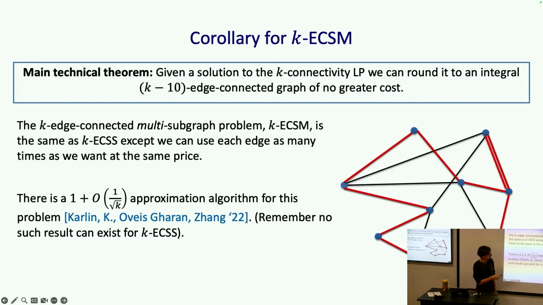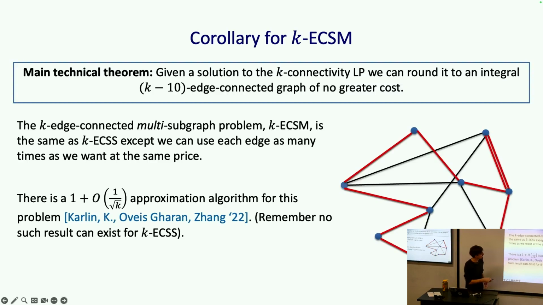So for a long time, the best known approximation algorithm for KECSM for any k was a 3/2 approximation. But in 2022, with Karlin, Klein, Oveis Gharan and Zhang, we got a 1 plus O(1 over square root k) approximation. So we got something that gets much better as k gets larger.